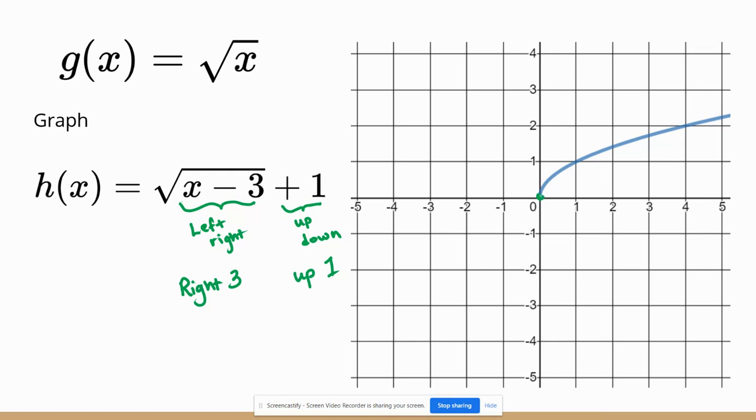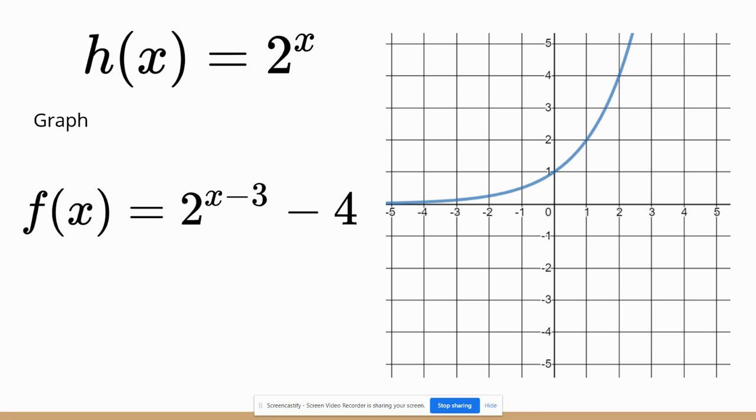So the point that's important again is (0, 0). I'm going to take that (0, 0), and I'm going to go right 3. And then I'm going to go up 1. And now there's my new point for (0, 0). Then my graph curves up, passes through (1, 1), and continues up. So that's the new square root function. Same shape, just moved right 3 and up 1.